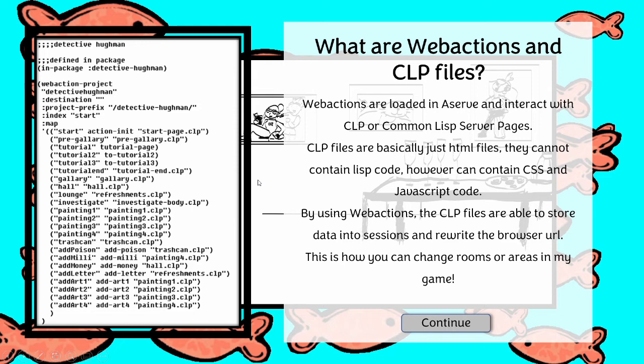So then what are web actions and CLP files? Web actions are loaded with aserv and interact with CLP or Common Lisp server pages. That's what CLP stands for. I don't know why it's not CLSP, but whatever. CLP files are basically just HTML files. They can't contain Lisp code, however, can contain CSS and JavaScript code, and I'll be talking about why that is important a bit later. But by using web actions, the CLP files are able to store data into sessions and rewrite the browser URLs, which you can see over here on this little web action project map.